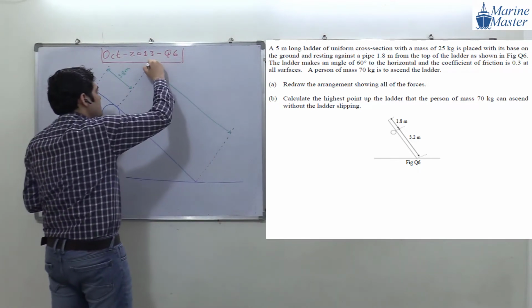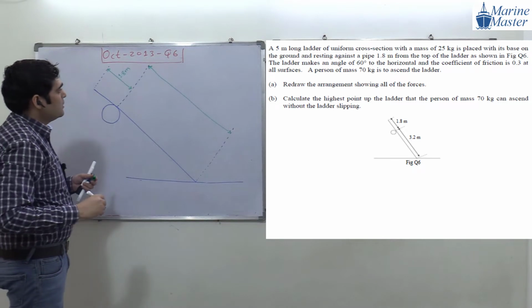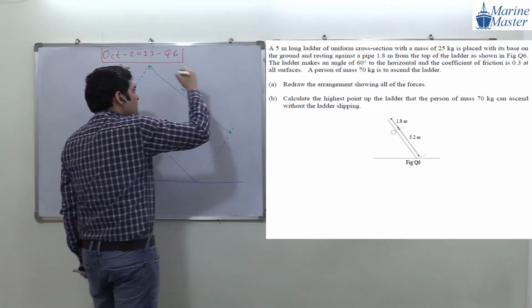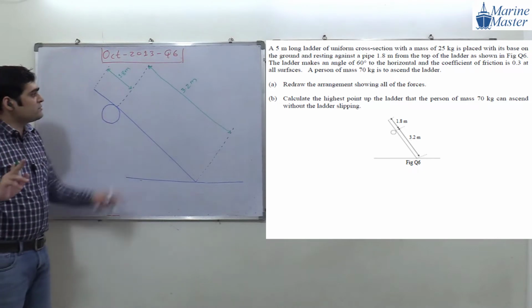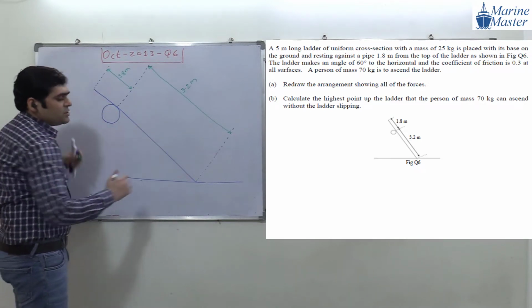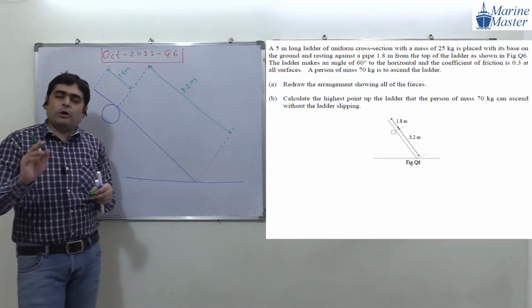How much will be this distance? 3.2 meter. Very good. This distance will be 3.2 meter. Then next point. So the entire length of the ladder is how much? The entire length of the ladder is 5 meter.